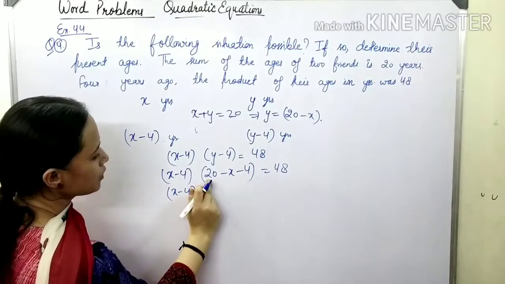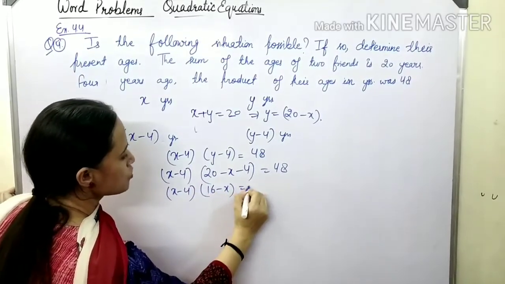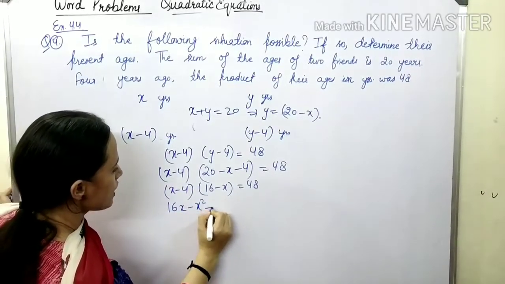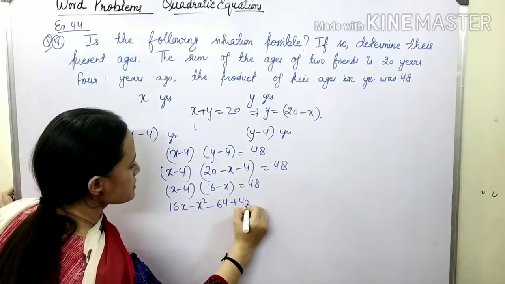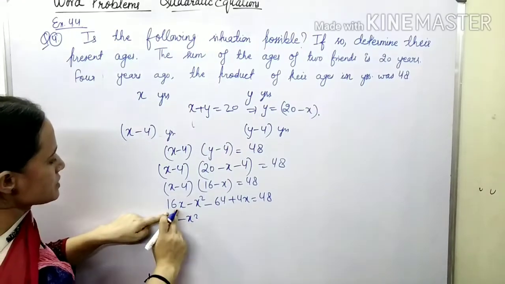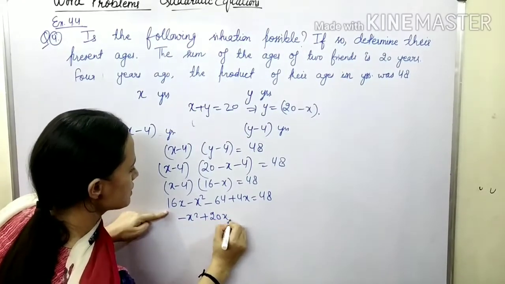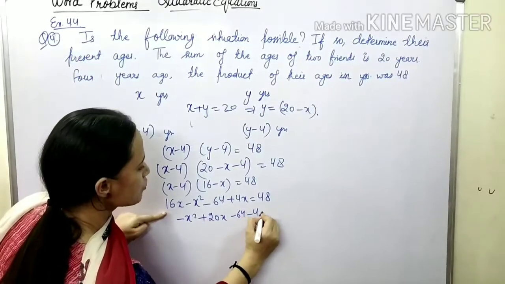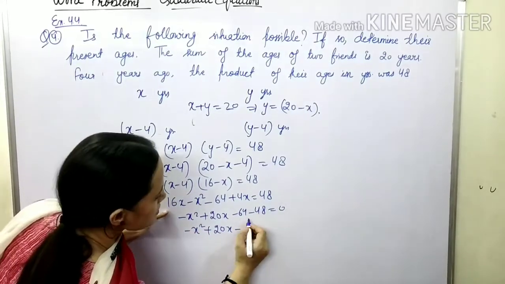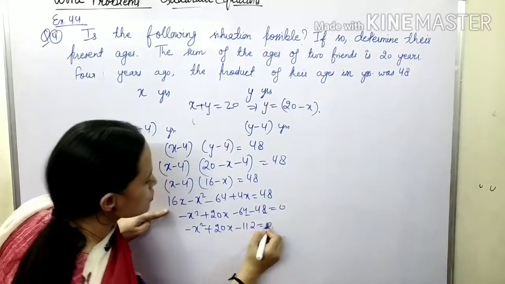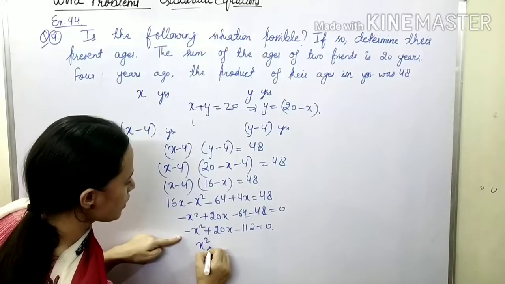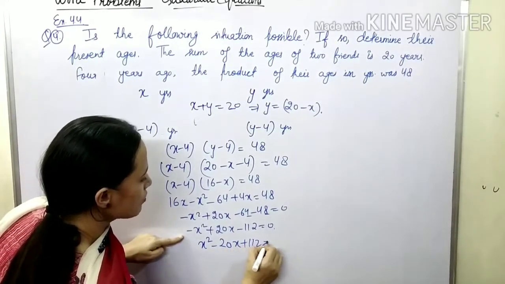Now we are getting 20 minus 4, 16 minus x, so (x minus 4)(16 minus x) is equal to 48, and we can simplify it. We'll get 16x minus x square minus 64 plus 4x is equal to 48. And finally we are getting the equation minus x square plus 16x plus 4x, that is 20x, minus 64 minus 48, which is minus 112, equal to 0. So if I take the minus sign common, I'll get x square minus 20x plus 112 equal to 0.